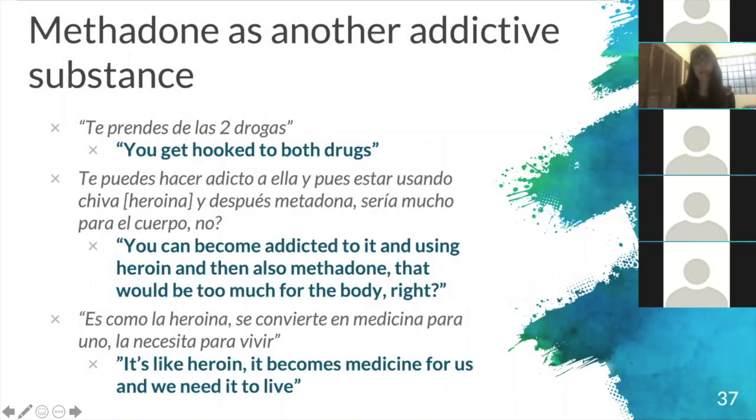Then methadone was seen as another addictive substance. "So you get hooked to both drugs. You can become addicted to it, and using heroin and then also methadone, that would be too much for the body." So they saw it as, I'm becoming addicted to an additional substance, and I don't need that. "And then it's like heroin. It becomes medicine for us and we need it to live." This was particularly interesting because it is a medicine, and for them, that didn't seem to be something positive. For them, heroin becomes a medicine as well. So what's the difference between methadone and heroin, basically?